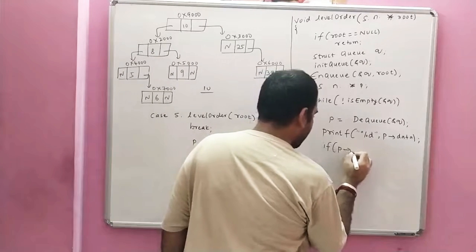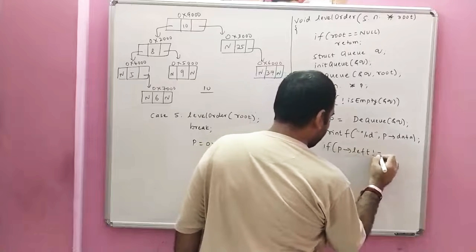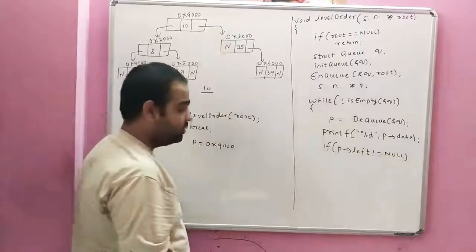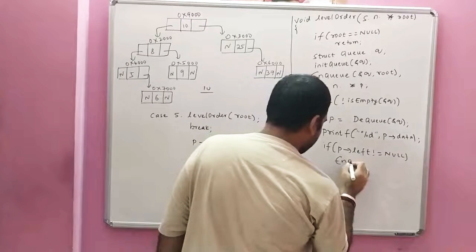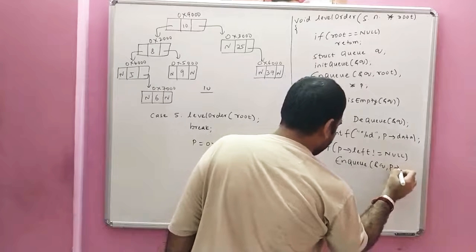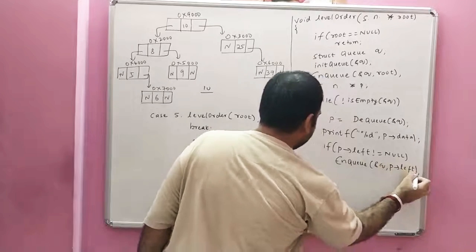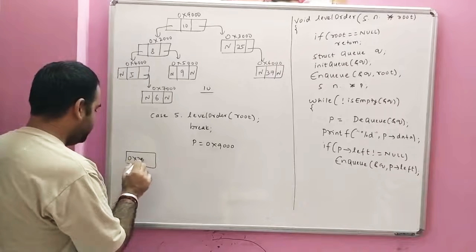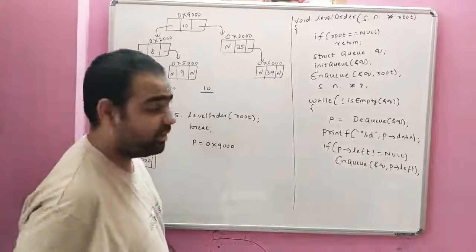If p arrow left not equal to null. Now what is p? 9000 arrow left is not equal to null. Yes, then we say enqueue. What do you want to enqueue? We want to enqueue p arrow left. Now what is p arrow left? P arrow left is 2000. 2000 is being added to the rear end of the queue.